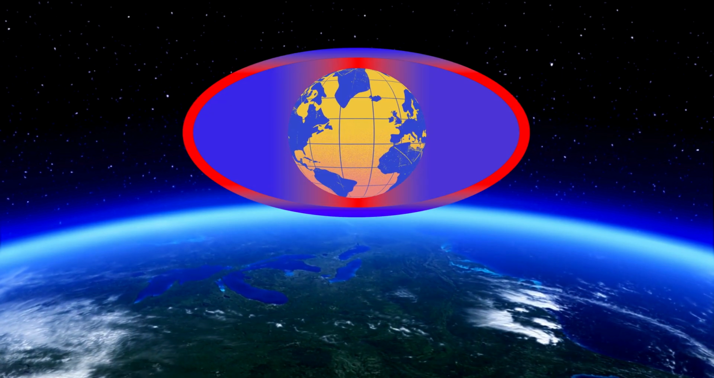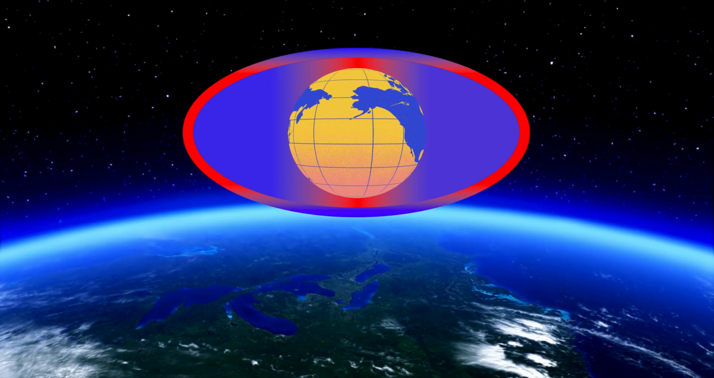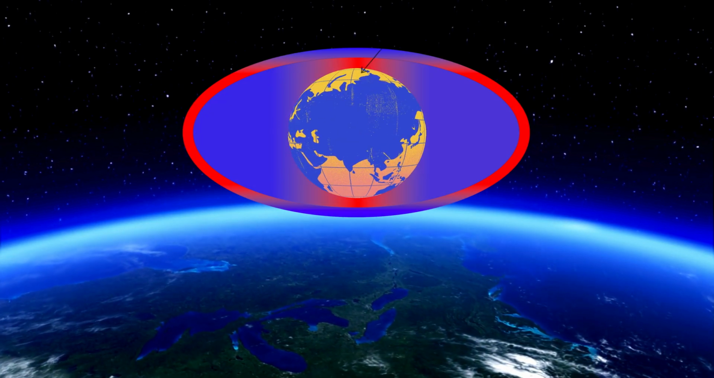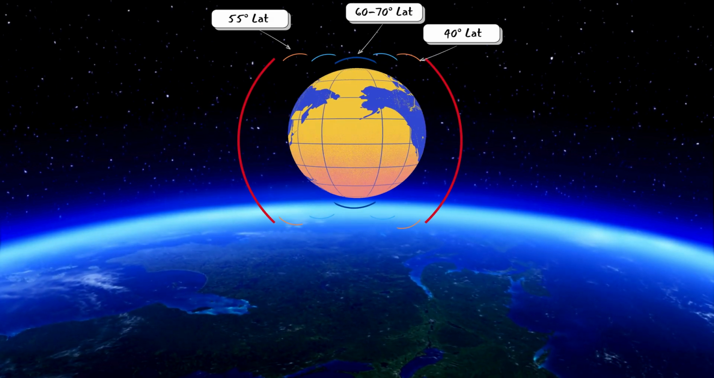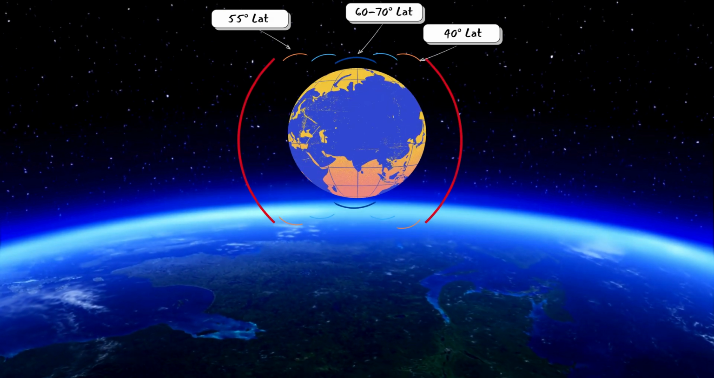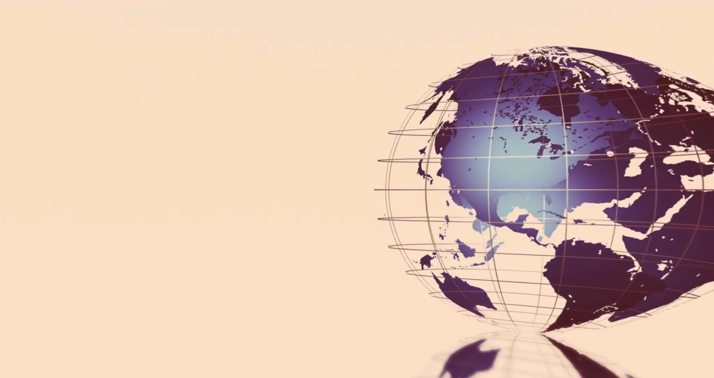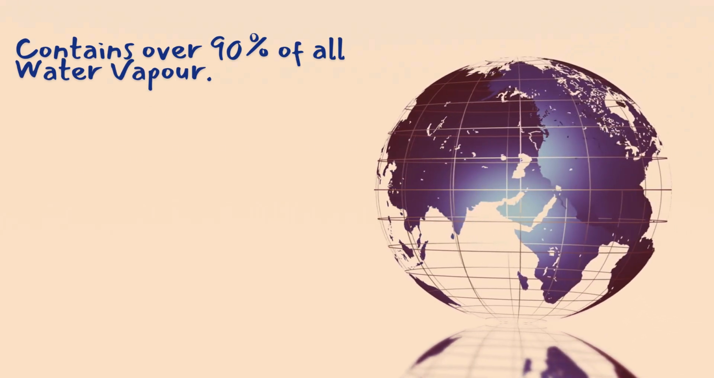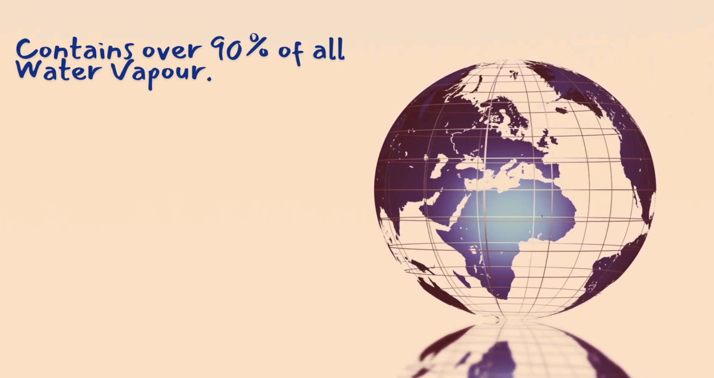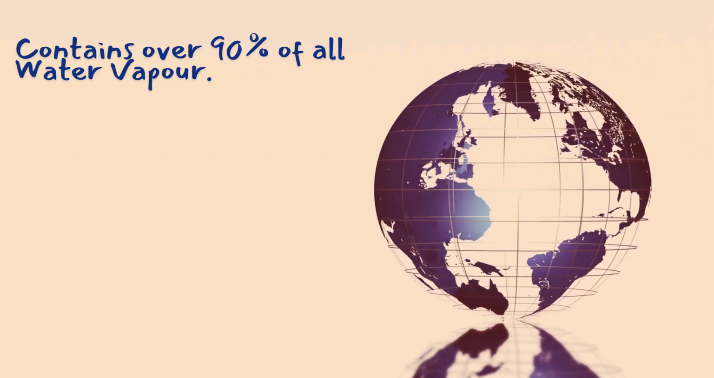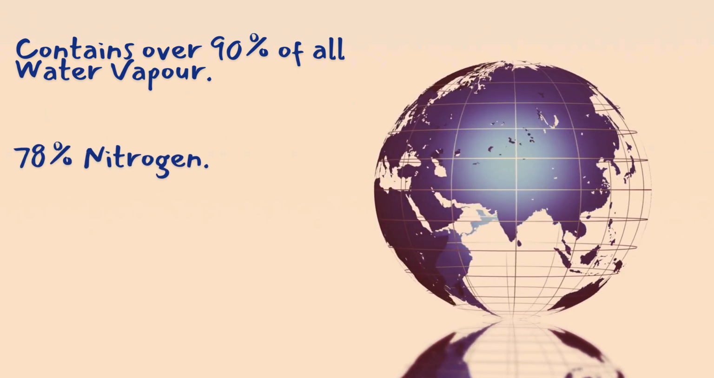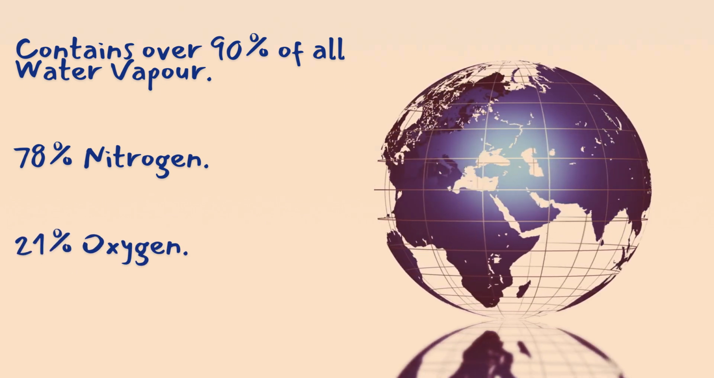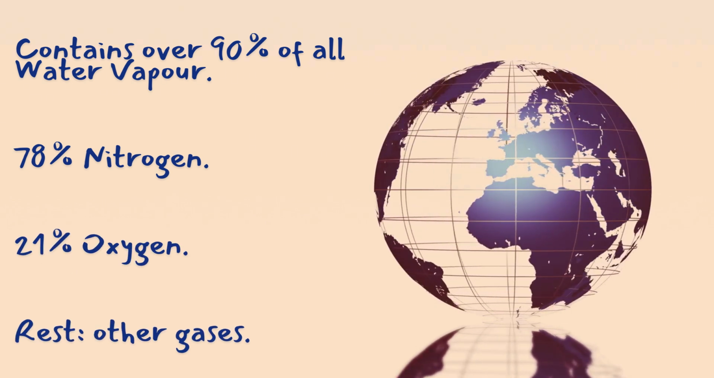However, its thickness varies depending on latitude. It's thicker over the equator and thinner over the poles. For example, the troposphere extends higher in equatorial regions than in polar ones. To put it in numbers, the troposphere contains over 90% of all water vapor and the majority of the air. Its composition, in terms of dry air by volume, is approximately 78% nitrogen, 21% oxygen, and a small percentage of other gases.